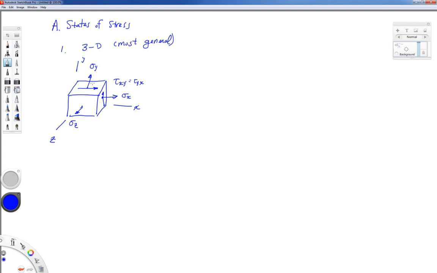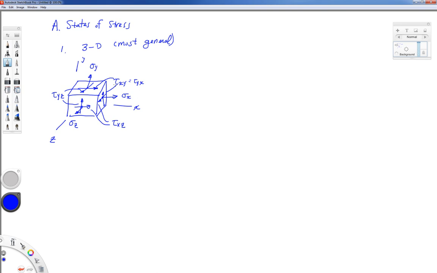There are two more pairs of shearing stresses that we can have. This pair will be known as tau yz. Let me draw a little line to them. And then this pair here will be known as tau xz. Okay. So those three normal stresses and three shearing stresses are known as our full state of three-dimensional stress.